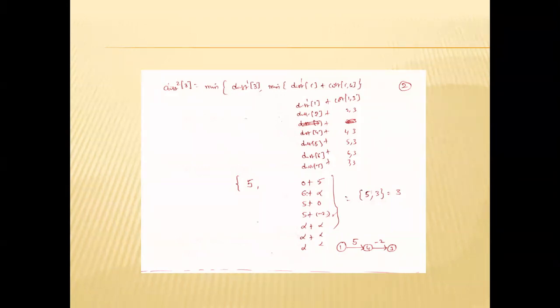So distance square 3 represents that we are finding the shortest path by using two edges to the third vertex. So the shortest path is 5 minus 2, which is 3. 5 minus 2, 3, is the shortest path by using two edges. So distance square power 3 equals 3.